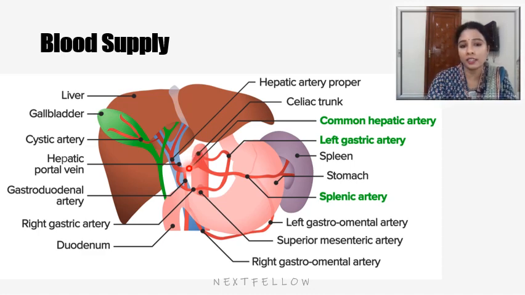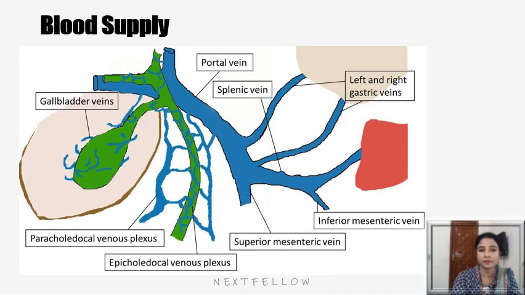So the celiac trunk gives rise to the common hepatic artery. The common hepatic artery gives rise to the hepatic artery proper and the gastroduodenal artery. And the hepatic artery proper divides into right and left hepatic arteries. The right hepatic artery gives rise to the cystic artery. So that is about the arterial supply.